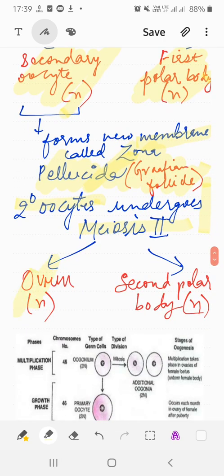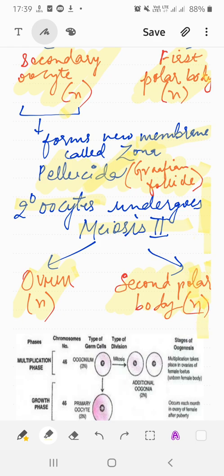There is a good amount of nutrient in the secondary oocyte and in the ovum, whereas the tiny polar bodies degenerate. So this is how the development of the ovary takes place from the embryonic stage till the formation of an ovum.